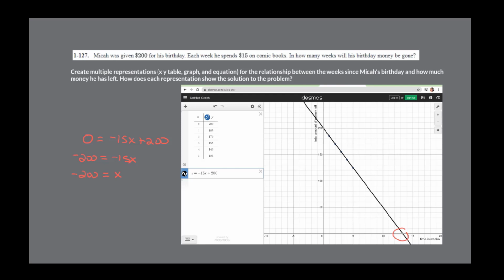So negative 200 over negative 15 will equal 13 and a third, because you would end up with 200 over 15. And that is 13 and 1/3, or 13.33 repeating. Okay. All right. And that proves our point right there. And that ends the closure activity for chapter 1.